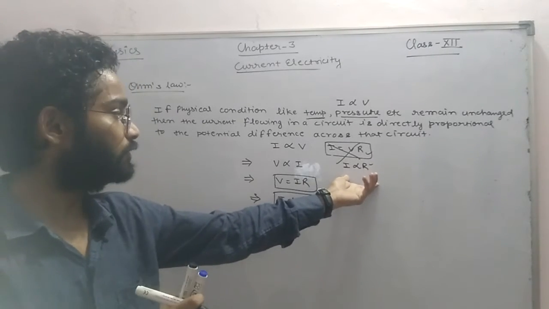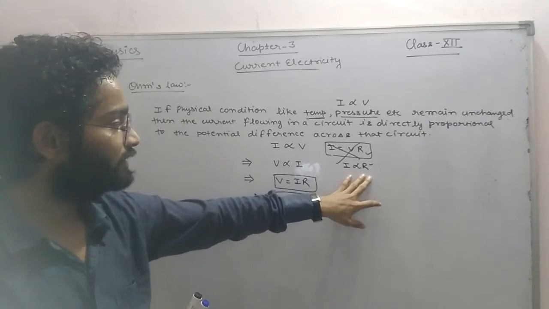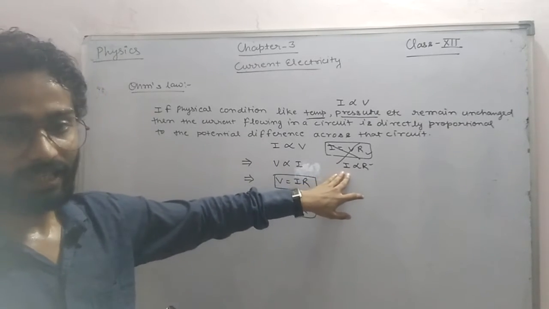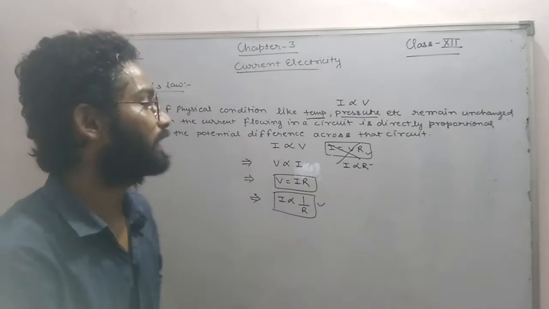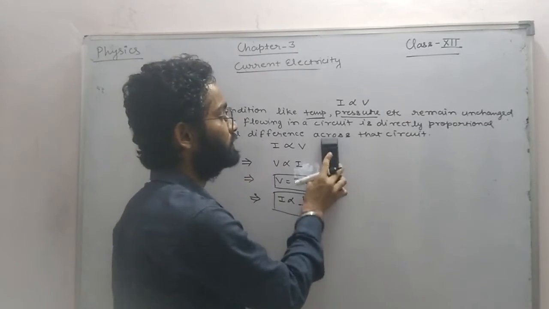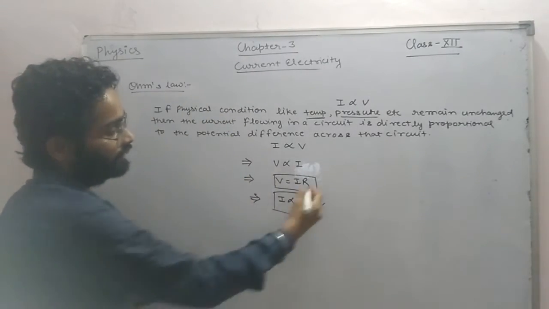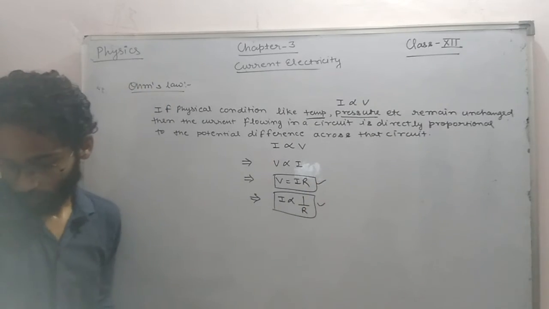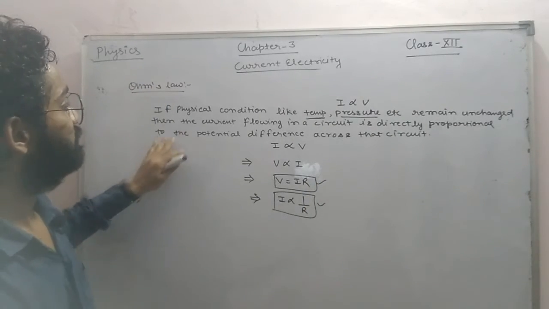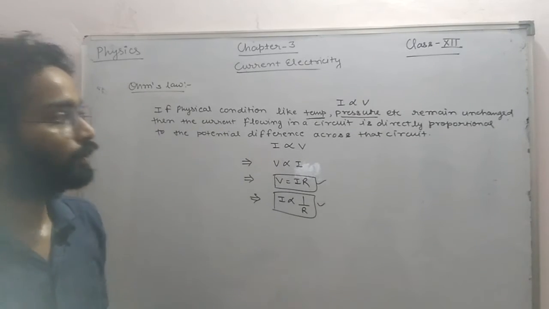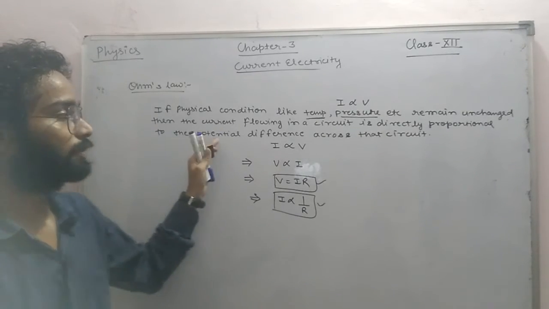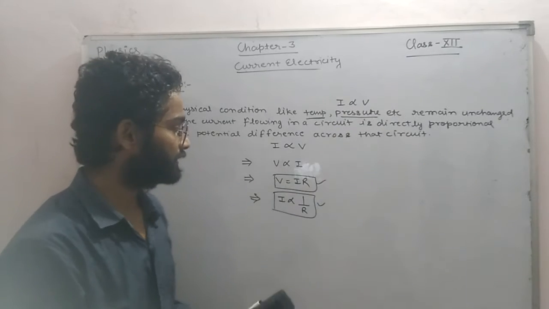So this should be clear to you. When the resistance of a circuit is increasing, the current cannot increase; they are not directly proportional to one another, they are inversely proportional to each other. So this is your Ohm's law: if physical conditions like temperature and pressure remain unchanged, then the current flowing in the circuit is always directly proportional to the potential difference across that circuit.